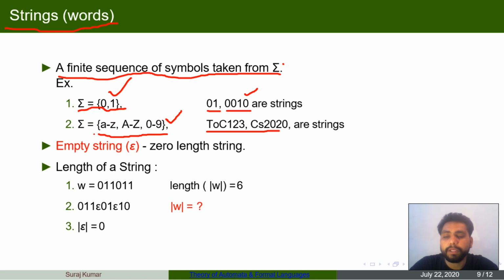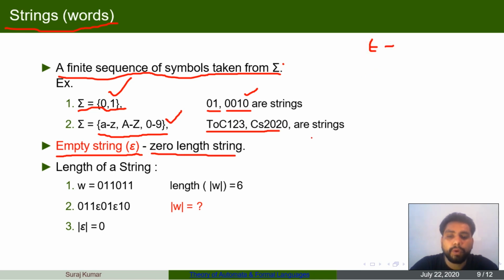In automata theory you also have a special string called the empty string, usually represented by epsilon, and the meaning of this empty string is a zero length string. So epsilon is usually called the string of length 0.